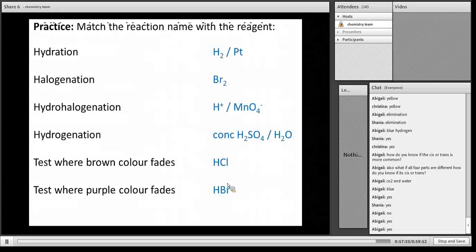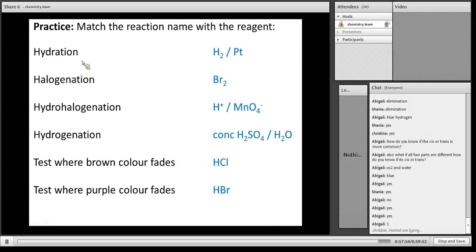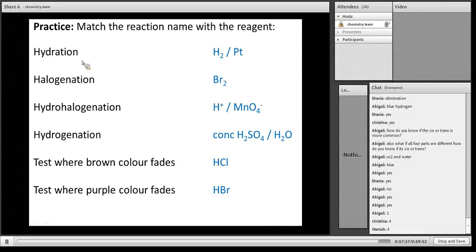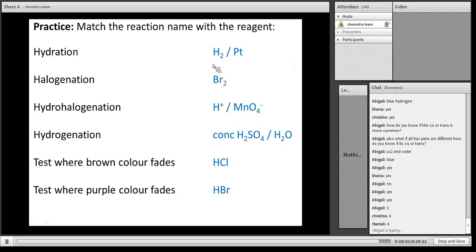Okay, so let's practice again. For hydration, is it 1, 2, 3, 4, 5, or 6? What's the correct answer? If I want to have a hydration reaction, what? Okay, 4 is correct because hydration, hydrate, think of water. So that is the correct one.